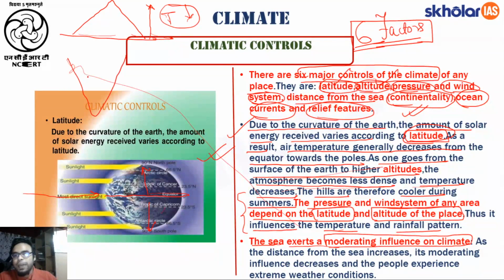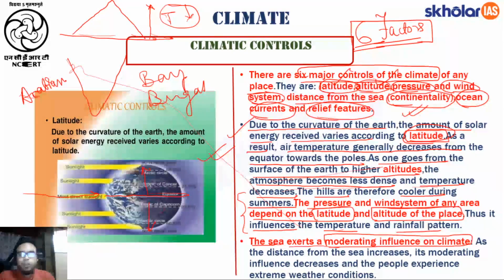Now these coastal areas are adjacent to the oceans. Here we have the Bay of Bengal, right? Here we have the Arabian Sea. So these coastal areas are adjacent to your oceanic areas, right? So always remember, the coastal areas will always be under the moderating effect of the ocean, meaning the oceans will try to moderate the temperature or moderate the climate of that particular area.